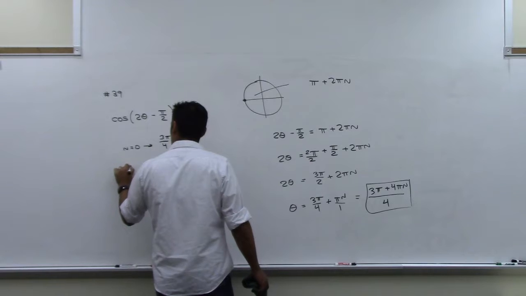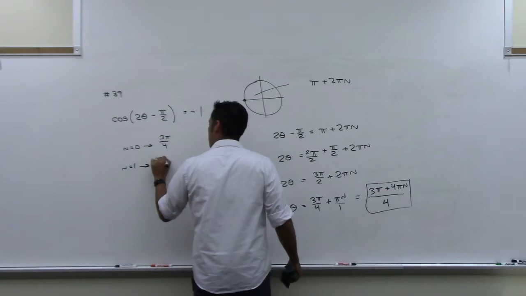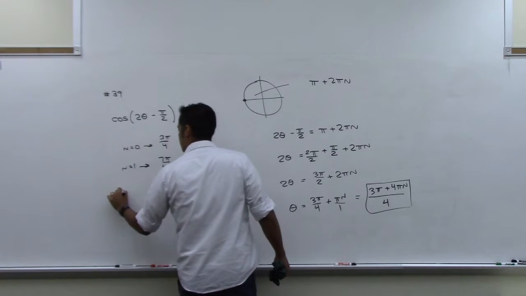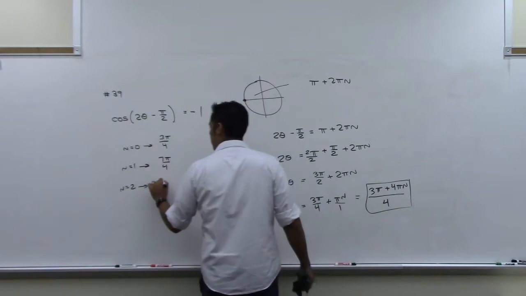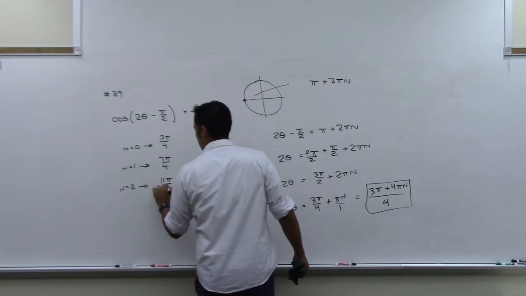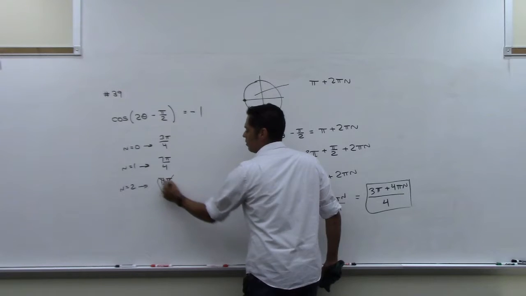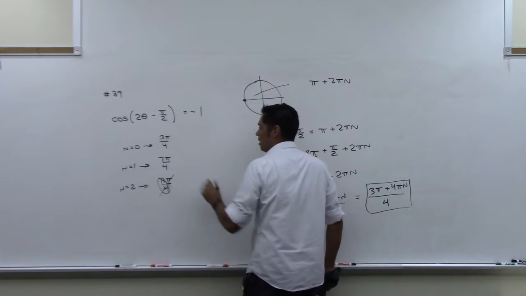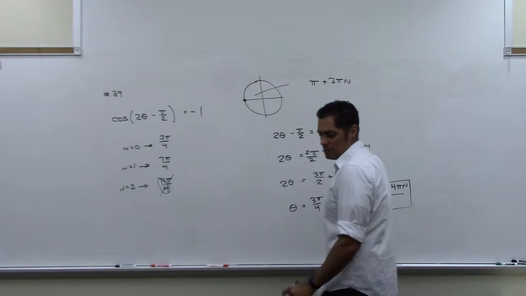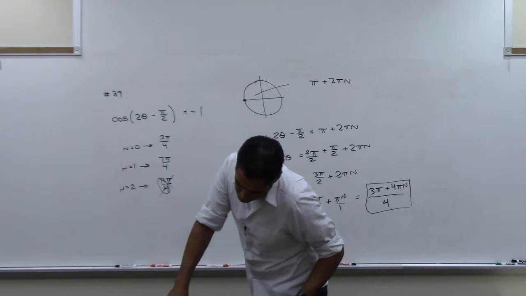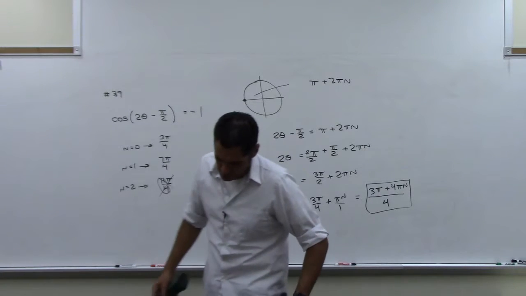If n is 1, I get 7 pi over 4. If n is 2, I get 11 pi over 4. And this one got bigger than 2 pi right there. 11 over 4 is bigger than 2. 7 over 4 was fine. So it looks like just these two answers. Those are the only ones. Which one was this, 39? No, wait. This was not number 39. I apologize. This was 33.